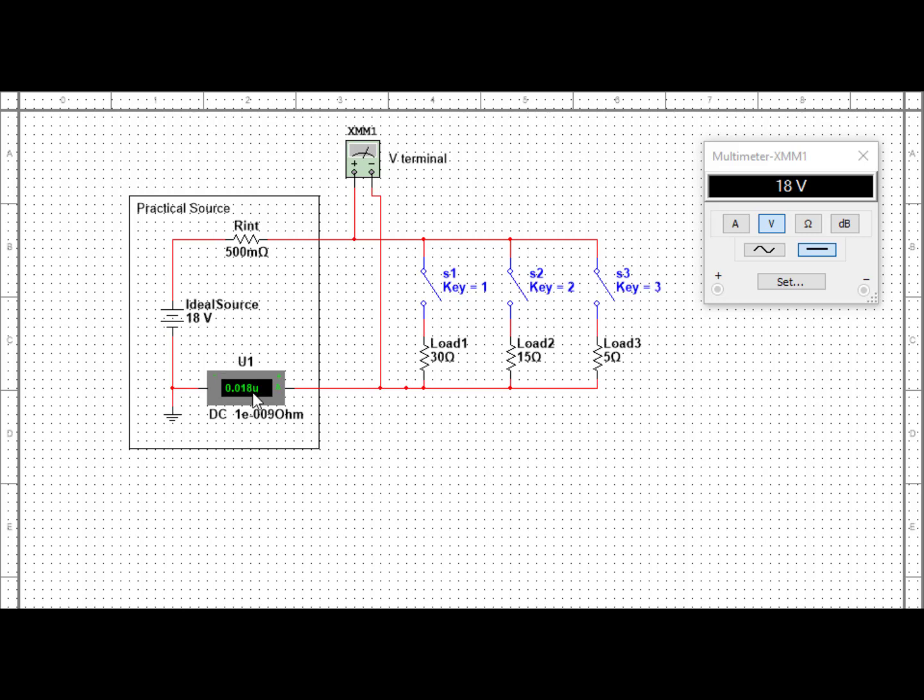Okay, so what happens if I close switch 1? I'll be connecting a 30 ohm load. Switch 2, a 15 ohm load. And lastly, switch 3, a 5 ohm load. We know that current and resistance have an inverse relationship, so notice how in each case I'll be dropping the resistance, and in turn I'll be increasing the current. So with each one of these loads I'll have a greater current than I had before. So let's look now at the V terminal voltage when I connect a 30 ohm load.